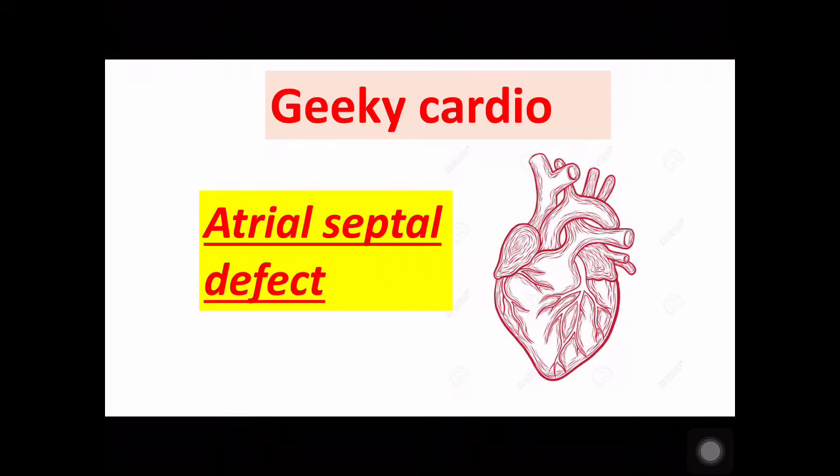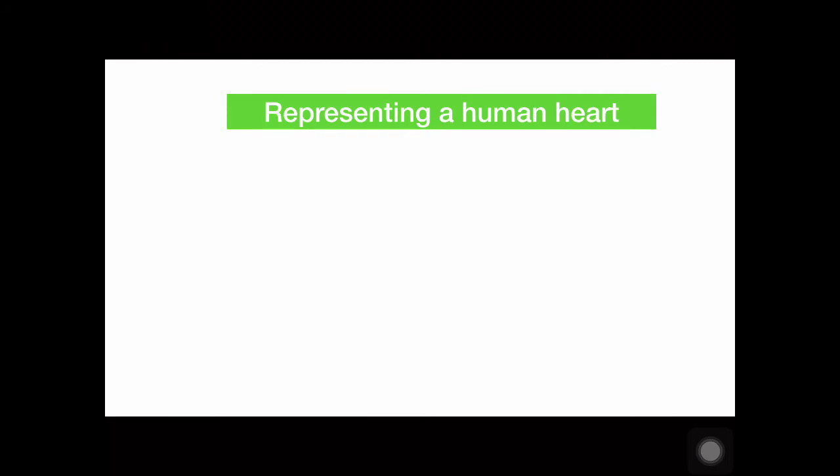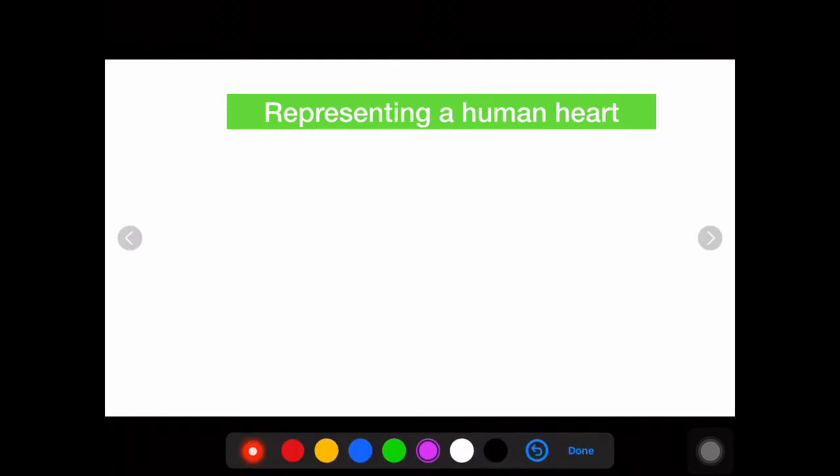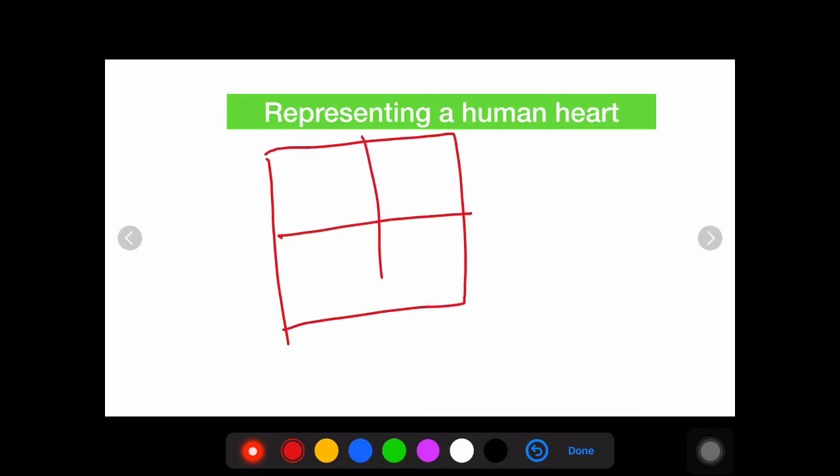So this video is mainly about atrial septal defects. Make sure you take a pen and paper and write or draw whatever I say immediately, okay? This is how I'm going to represent the human heart in the whole video. I call it the box diagram, okay? This is the right atrium, the left atrium, the right ventricle, the left ventricle.